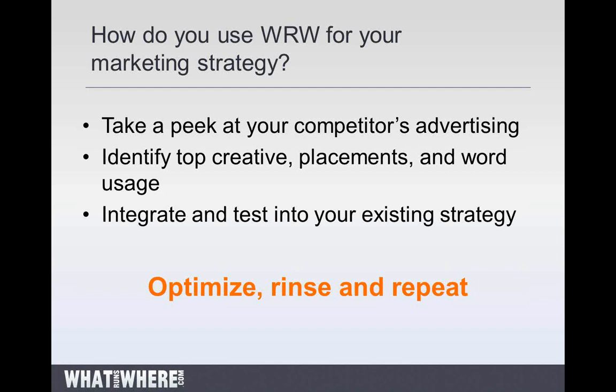Another way to use WhatRunsWhere for your marketing strategy is, as I said, this horizontal way. So if I'm Ford and I'm looking at Toyota, I would look at their whole advertising strategy. I would identify the best creatives that they're using. I would identify the best placements that they're using, as well as word usage within their ads, so what words are really important. I would integrate and test this into my existing ad strategy. I would then go in and optimize, and then I would go back in and do another round of testing.